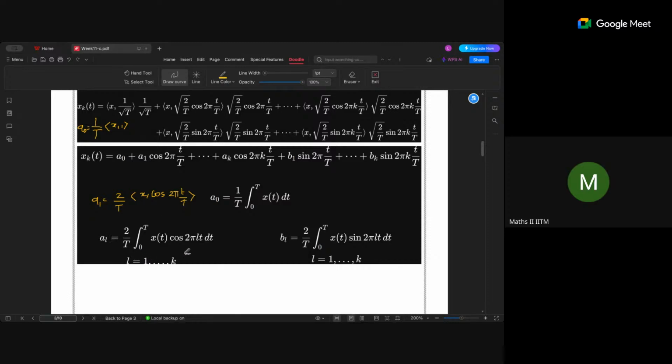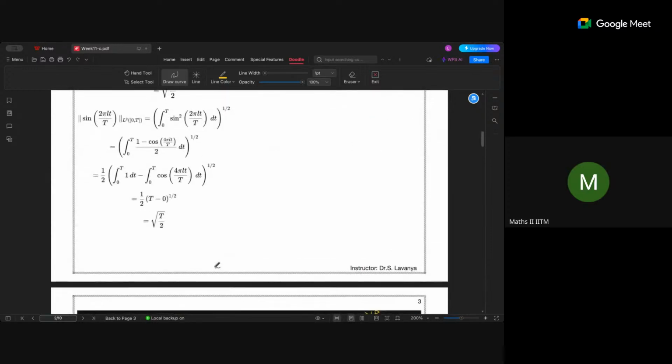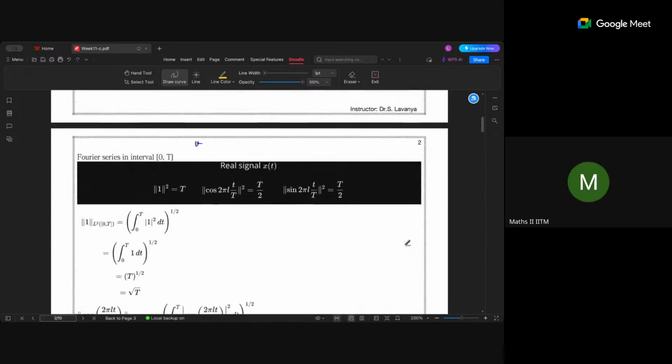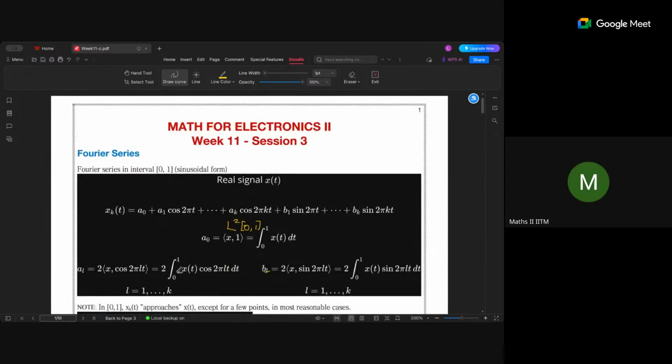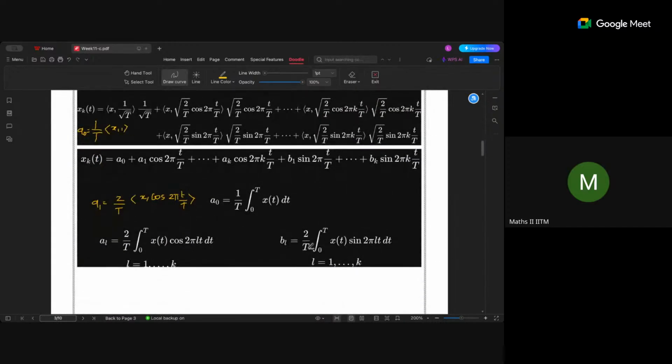For L equal to 1 to k, and same way you have BL. For BL you have sine terms, and for AL you have the cos terms. Okay, so you see that by projecting x of t onto this orthonormal basis, we have got an expression for xk of t. It is almost similar to what we have obtained here, right? Instead of 0 to 1, now we have 0 to capital T, and instead of 2 we have 2 by t. That is the only difference, and otherwise everything is similar.